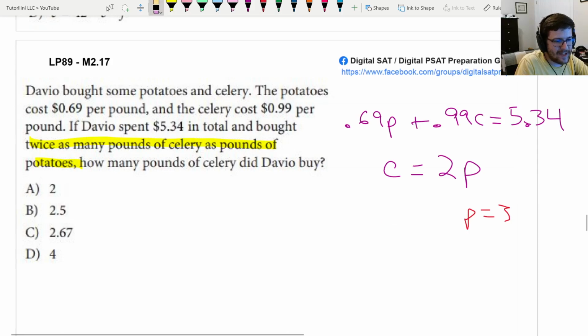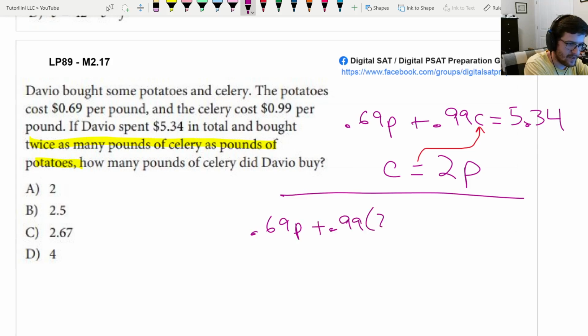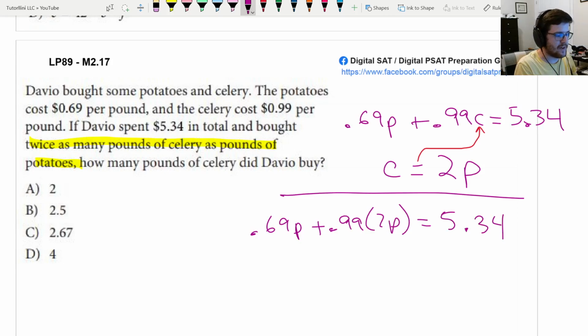Okay, on the actual test, I would just put that straight into Desmos, but why don't we do this? So we basically have to use substitution. We're going to replace the C. And we get 0.69p plus 0.99 times 2p equals 5.34. Okay, so 0.99 times 2 is 1.98. 1.98 plus 0.69 is 2.67p.